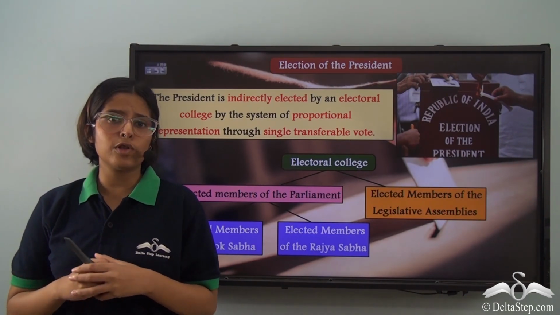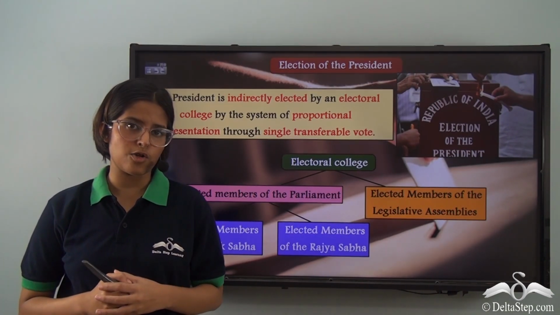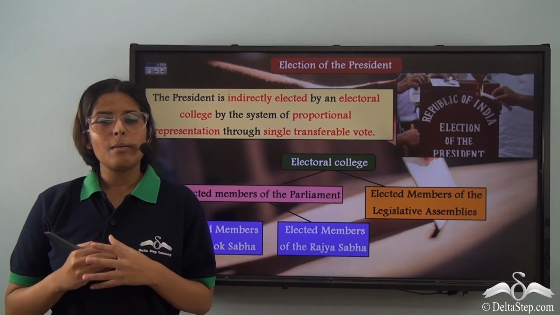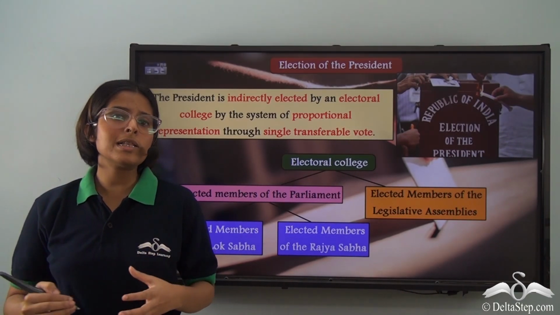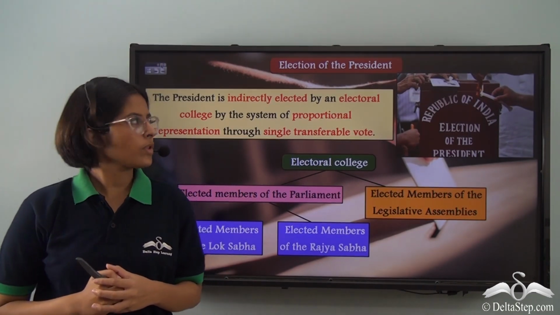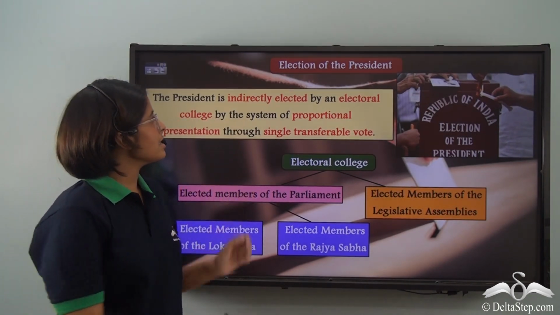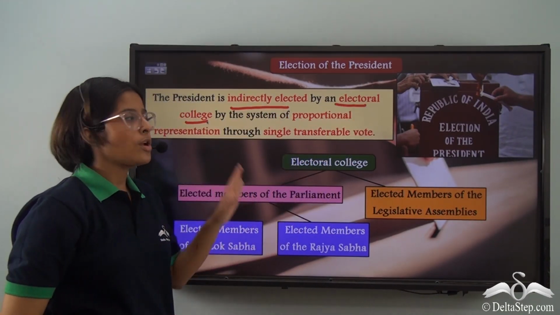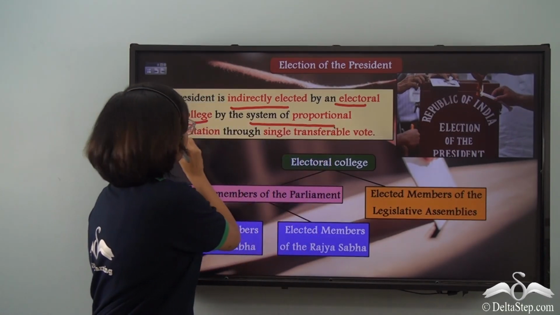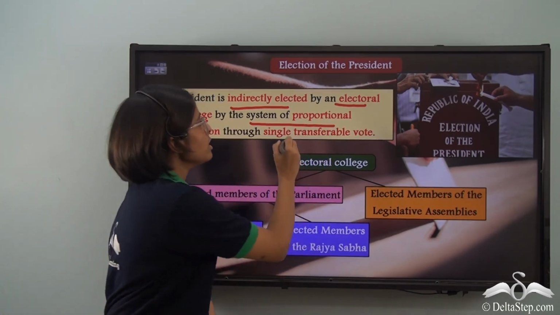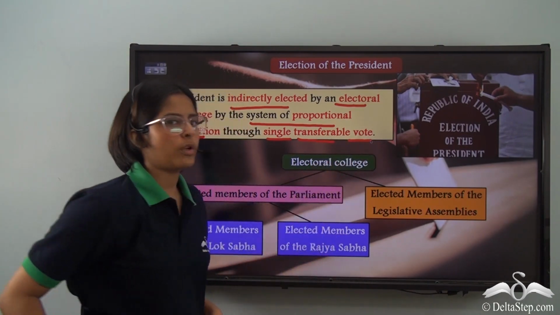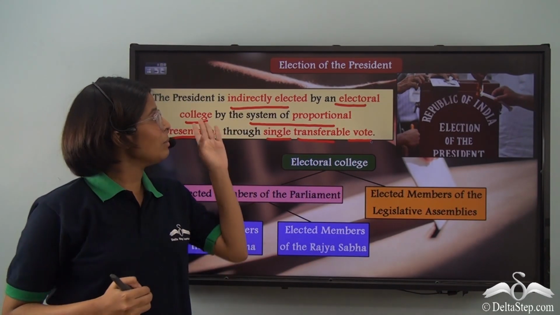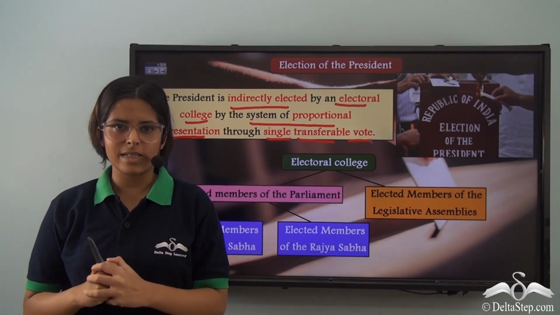For the members of the Lok Sabha, all the citizens of the country who are above 18 years of age vote. But for the president, all the citizens of the country do not vote. So, the president is indirectly elected by an electoral college by the system of proportional representation through single transferable vote. Now, this seems like too much, isn't it? So, we'll break each of these terms and understand them.